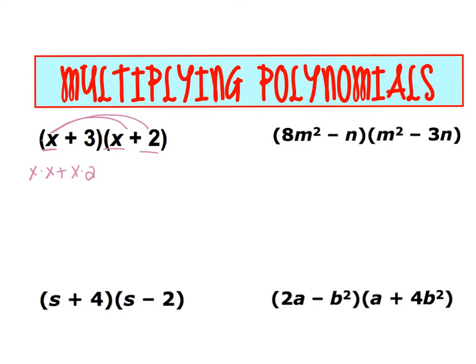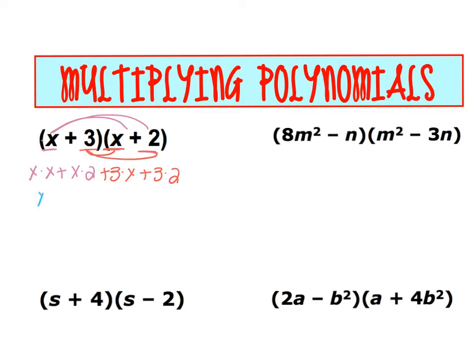Then I do that again with the 3. So I'm going to multiply both of them by 3. So I get 3 times x and 3 times 2.